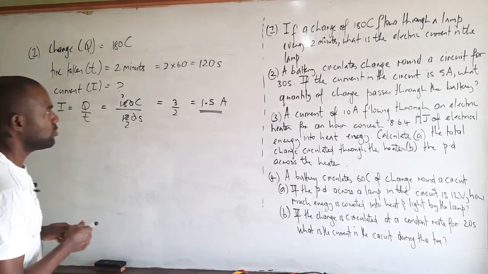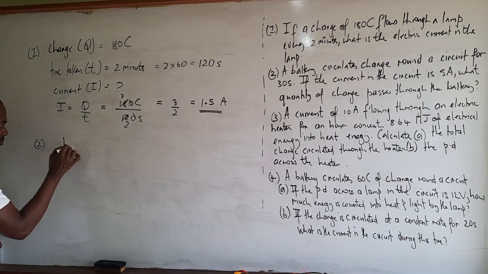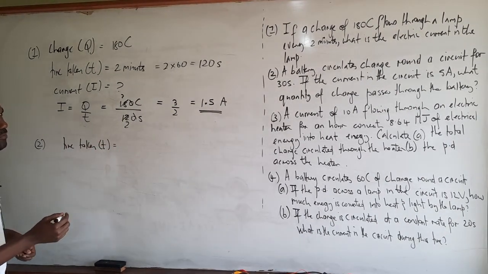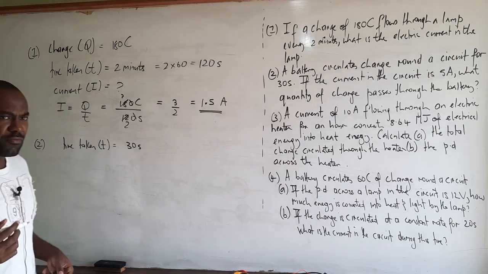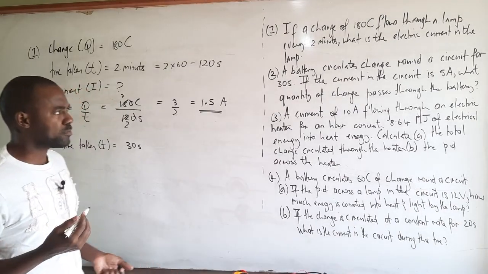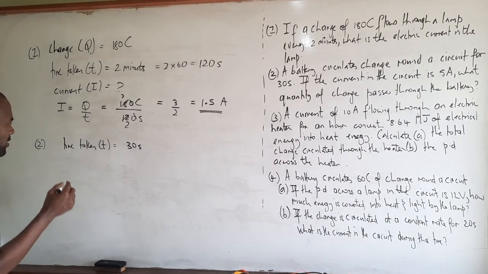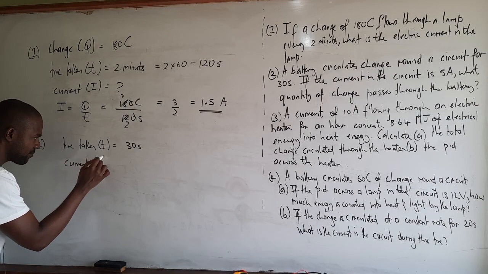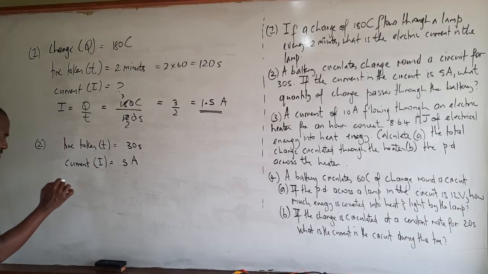So the time taken T is given as 30 seconds. So in this case, we're given the time in seconds, so therefore there's no need to do any conversion. We're told that the charge, well, not the charge rather, but the current I, is equal to 5 amperes. And we want to find the charge Q.